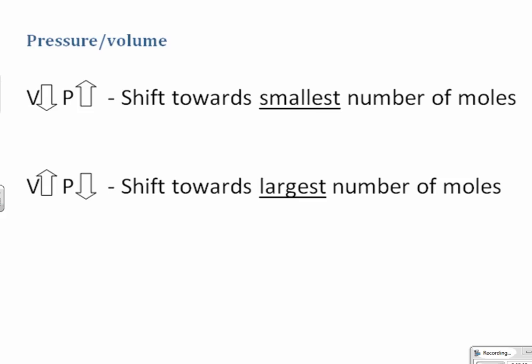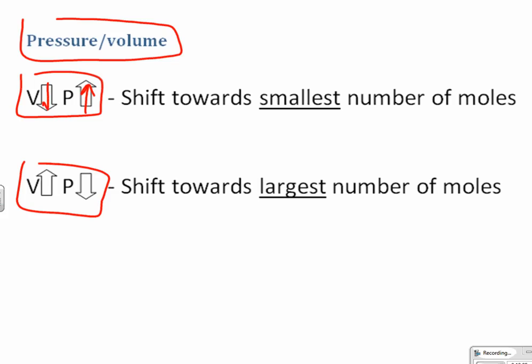The key thing you memorize is when P goes up, you go towards the smallest number of moles. When P goes down, you go towards the largest number of gaseous moles. So it helps to look at an equation and figure out the moles of gases on the left and the right. It helps with Le Chatelier.